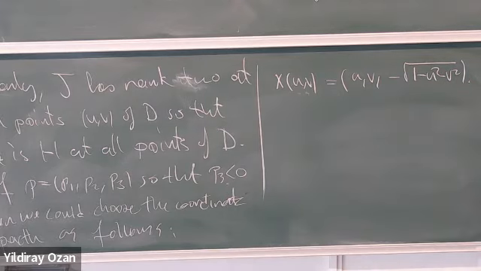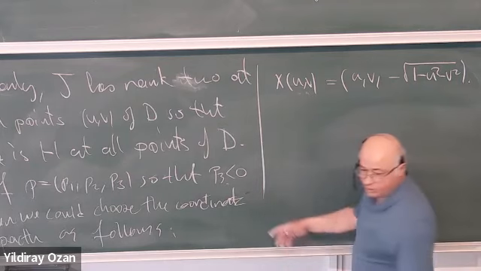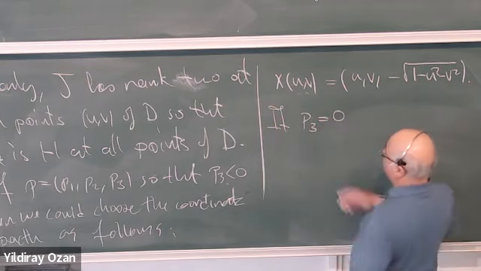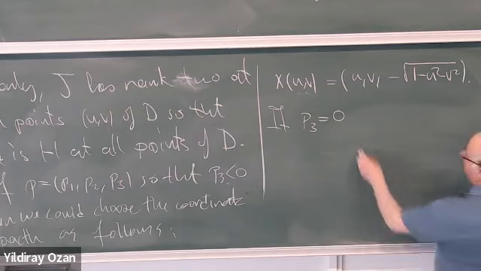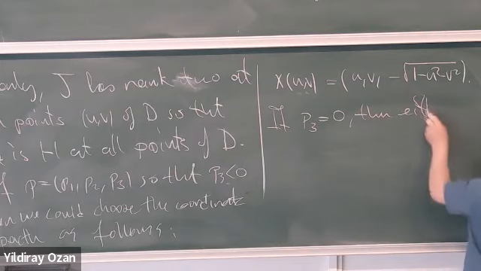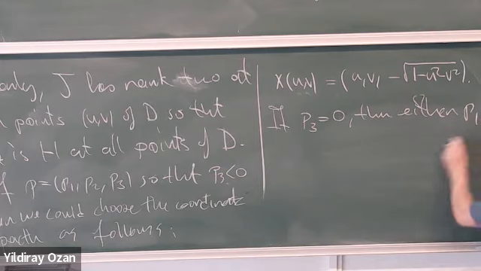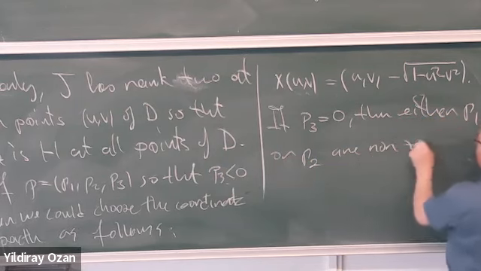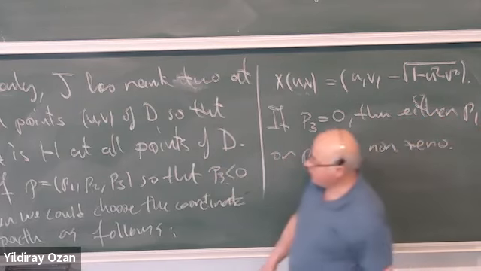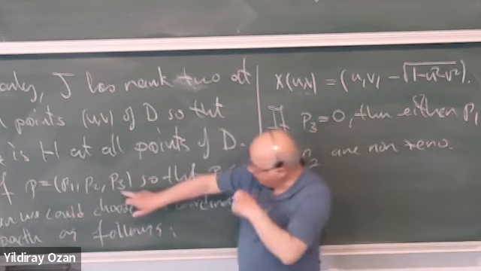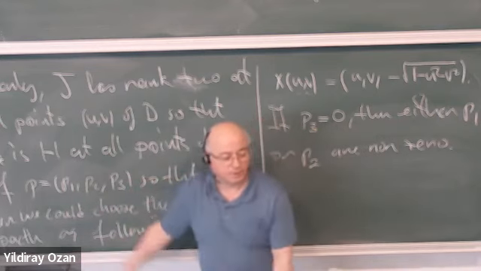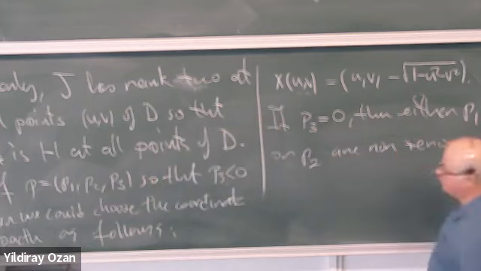What about a point which is on the equator? If it is on the equator, then it means the last coordinate is 0, right? If P3 is 0, in other words, the point is on the equator, then either P1 or P2 is non-zero, right? Because 3 coordinates altogether cannot be 0. If this coordinate is 0, one of them should be non-zero. And then you just repeat the same thing for the other cases.